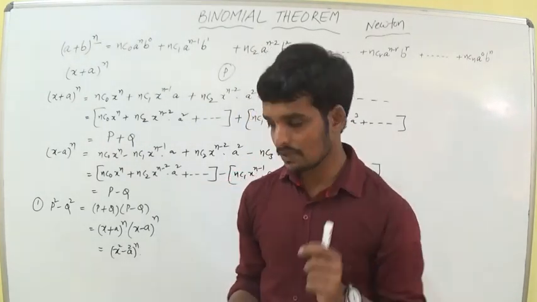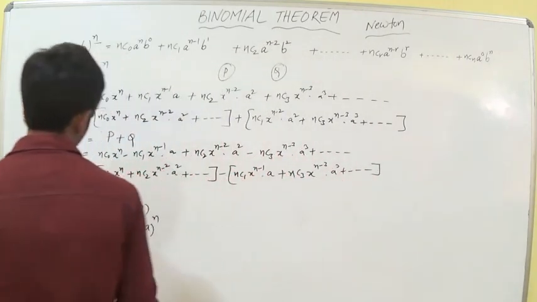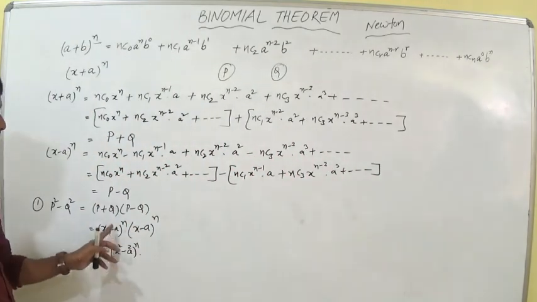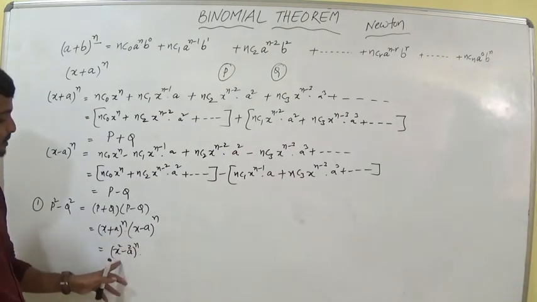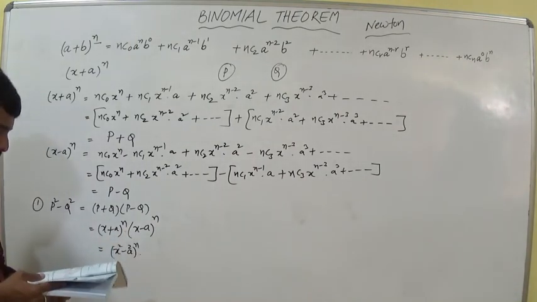Strike the answers. P square minus q square, this is the process: p plus q into p minus q, that is x plus a whole power n into x minus a whole power n. So this is in the form of x square minus a square whole to the power of n.